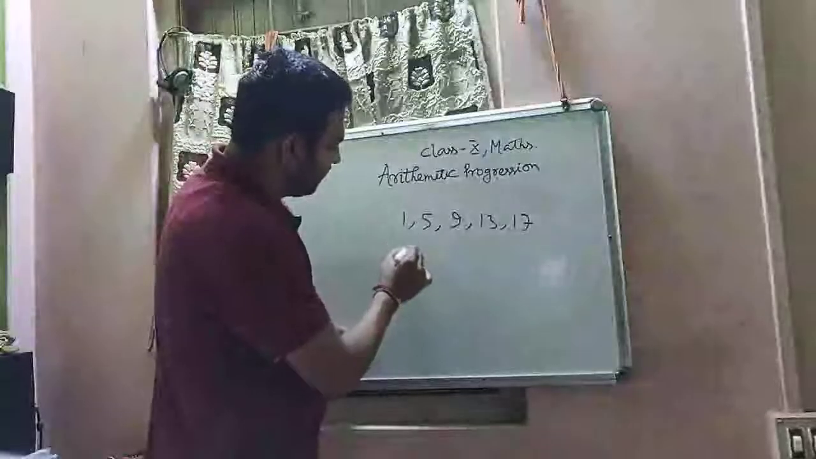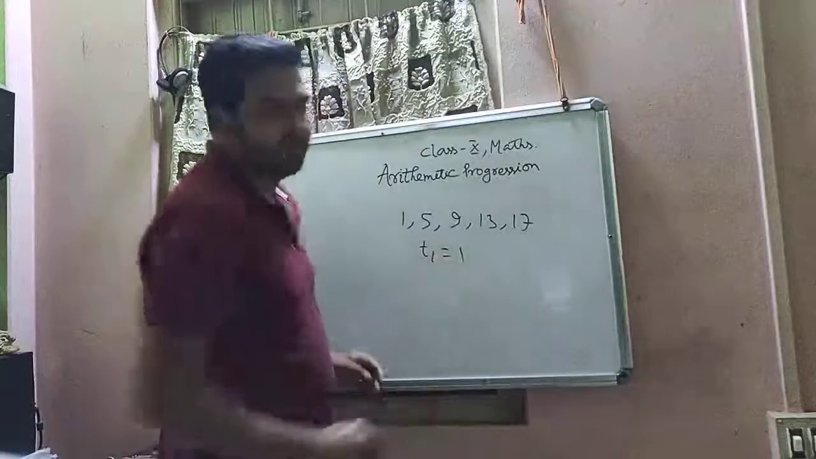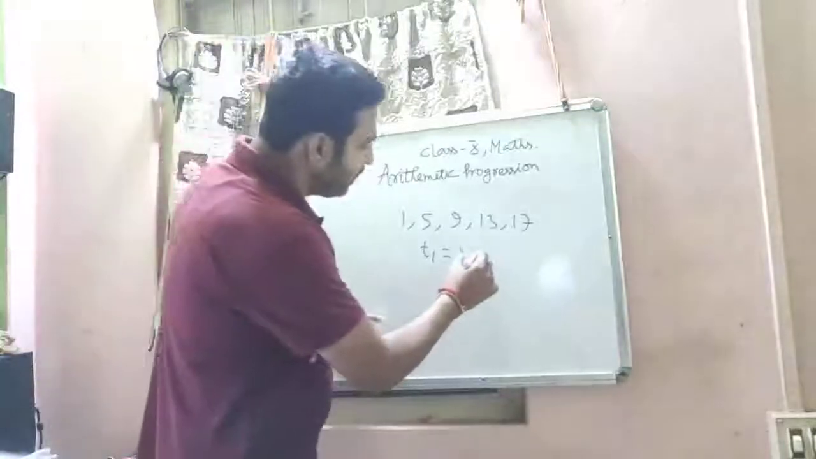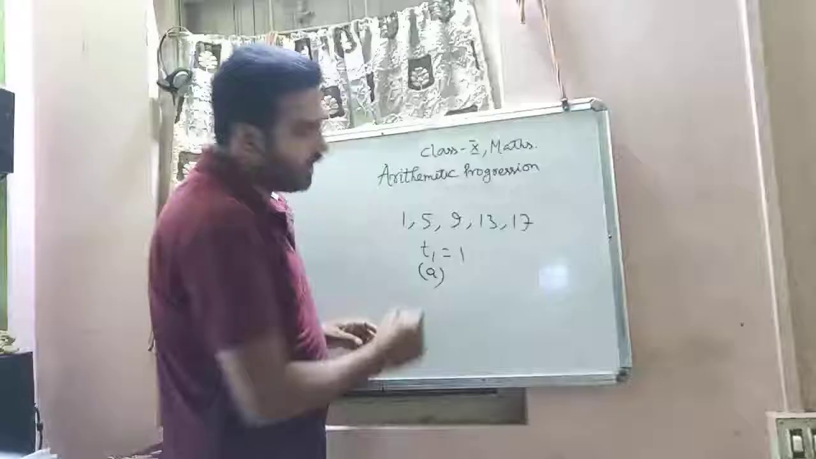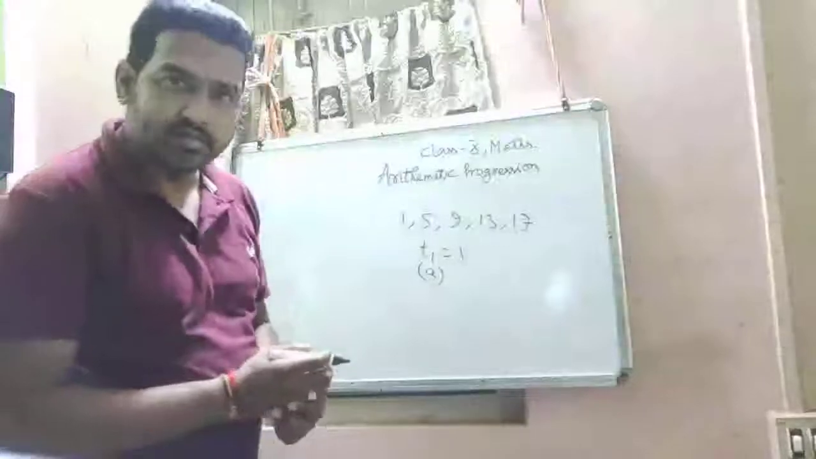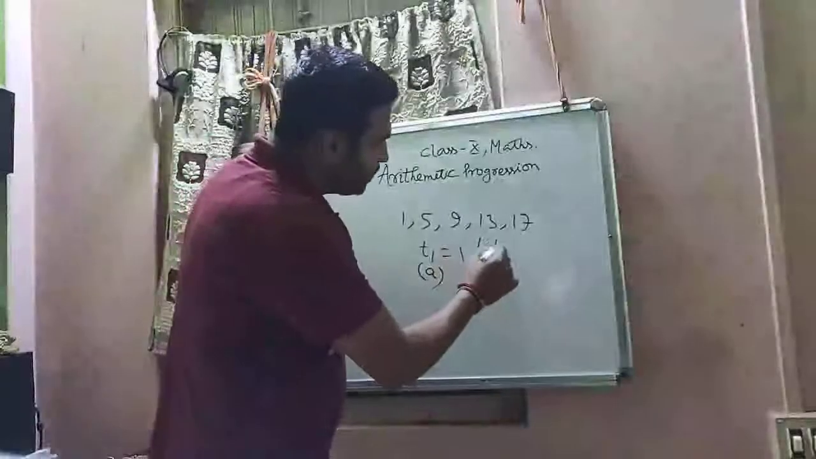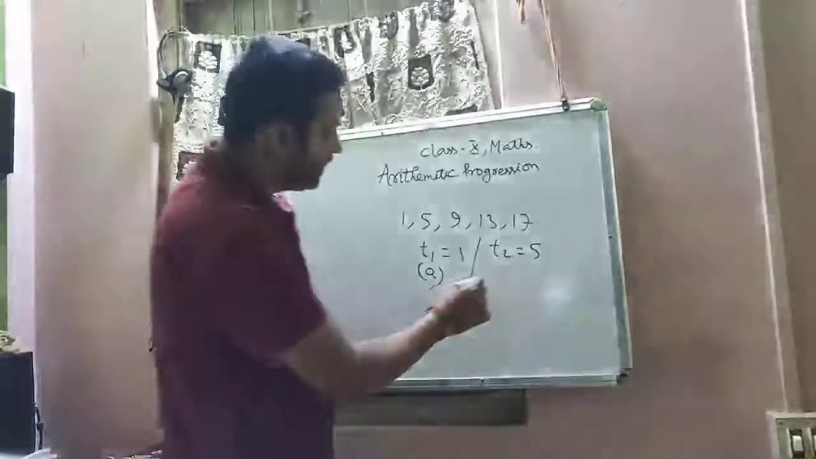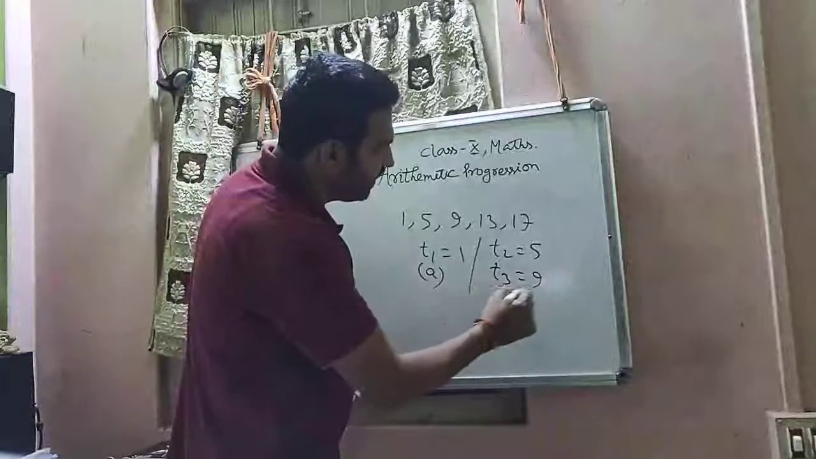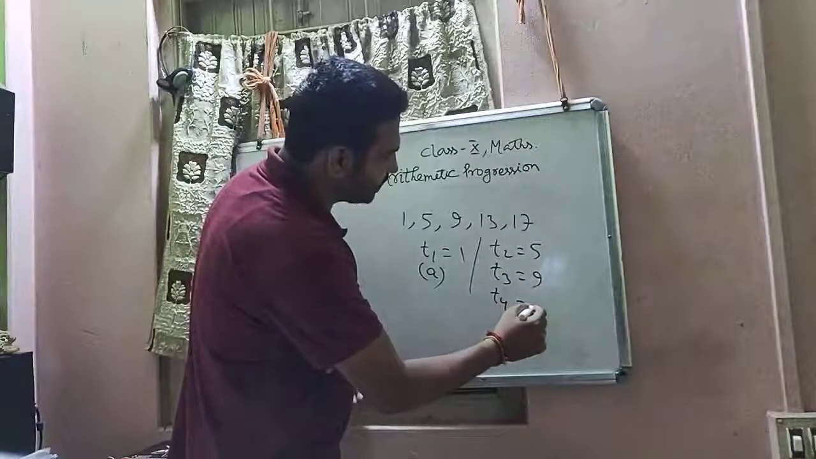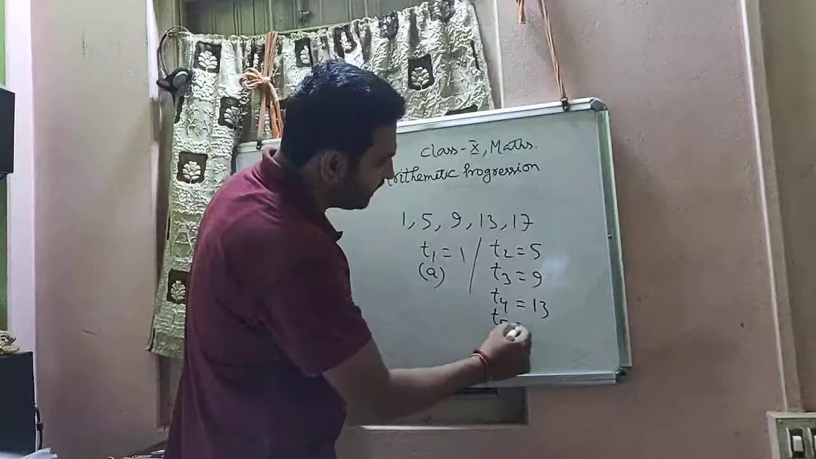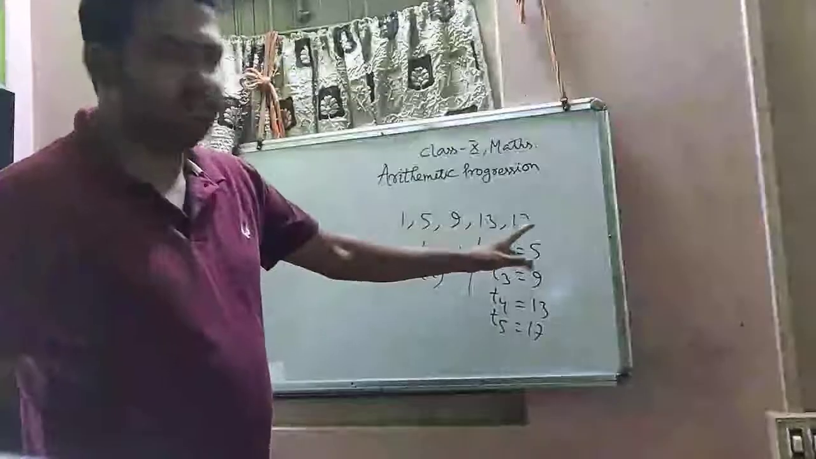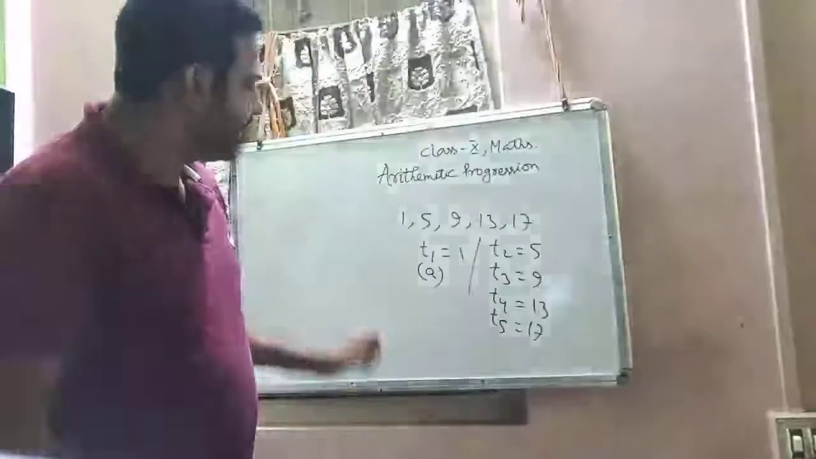The first term, I can write T1 is equal to 1, or the first term is also denoted as A. A is the first term, term 1. Okay. Next, T2 is equal to 5, the second term. T3 here is 9. T4, the fourth term, is 13. T5 is 17. Okay. So I've written 5 terms present in the series.